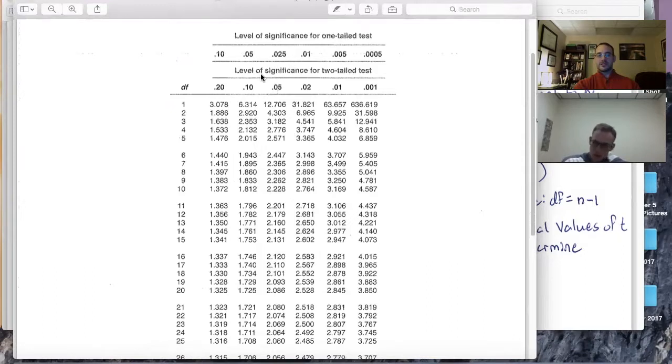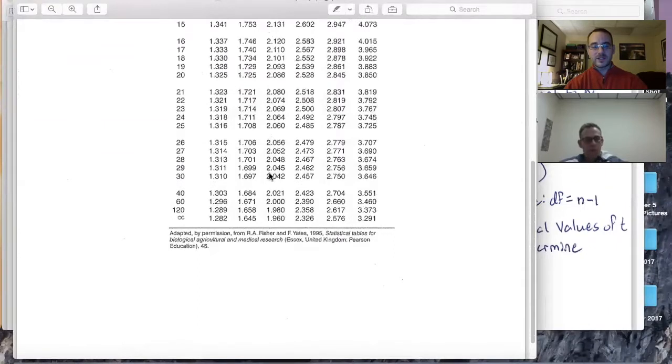So we do two things here. We determine what our alpha level is. Usually it's always going to be a two-tailed test, unless you're specifically told in the question, or the information in the question suggests, that it's a one-tailed test. Usually it's going to be two-tailed. So a two-tailed test at a 0.05 alpha level. We're going to go down the column all the way to where we intersect with our degrees of freedom, which was 171.